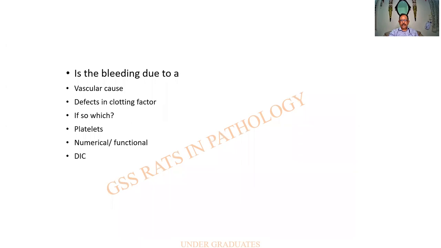And what have we seen so far? What is the bleeding due to? Is it a vascular cause? Is it a defect in the clotting factor? And if so, which are the clotting factors? Is it the intrinsic pathway or the extrinsic pathway? Or is it because of the platelets? If so, is it numerical or is it functional? Or is there another disease called disseminated intravascular coagulation? So that is the idea of today's class. I hope it is a little difficult to have a concept of, but definitely you people will be developing it when you repeat it. Repetition is the mother of knowledge.